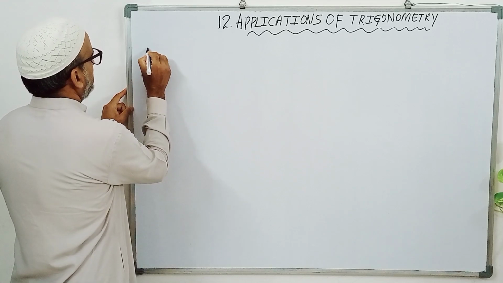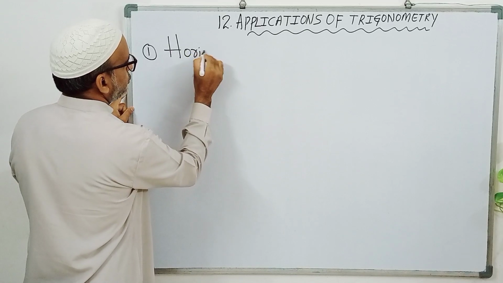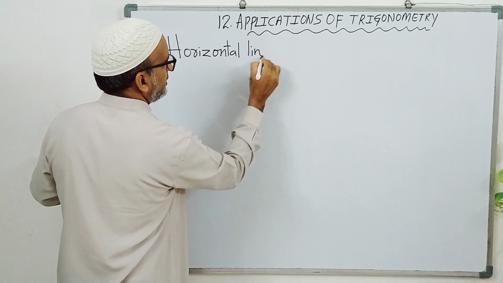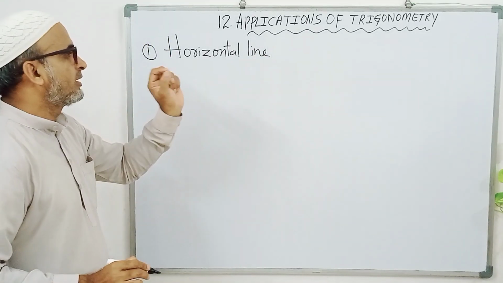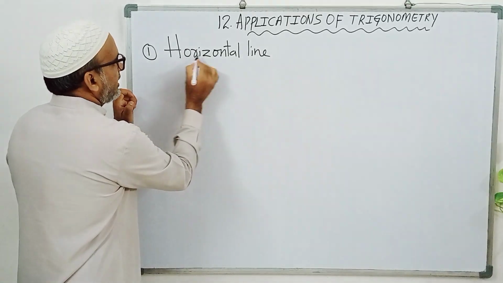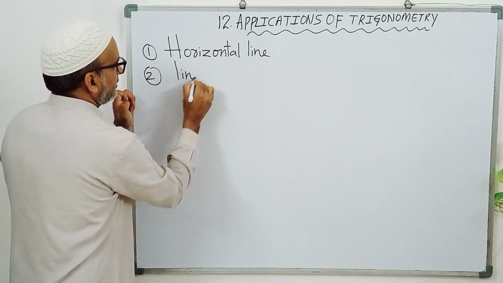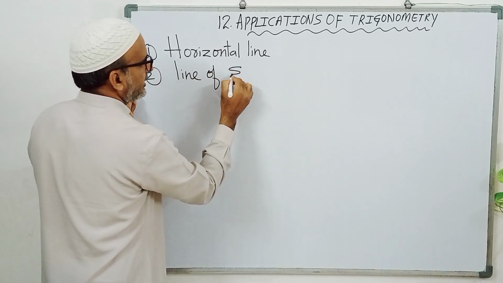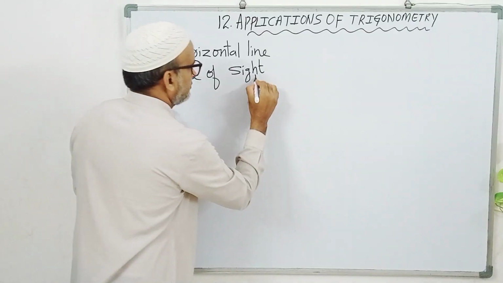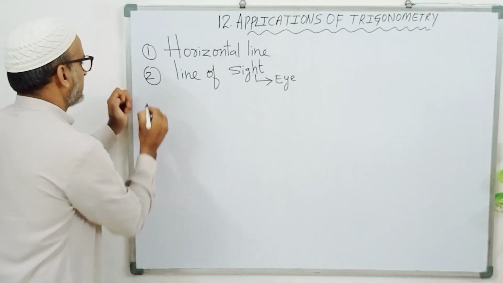Number one, the first important point is horizontal line. What is the meaning of horizontal line? I will explain afterwards. Number two, line of sight. S-I-G-H-T. Sight means eye. Sight is nothing but eye, our eyes.